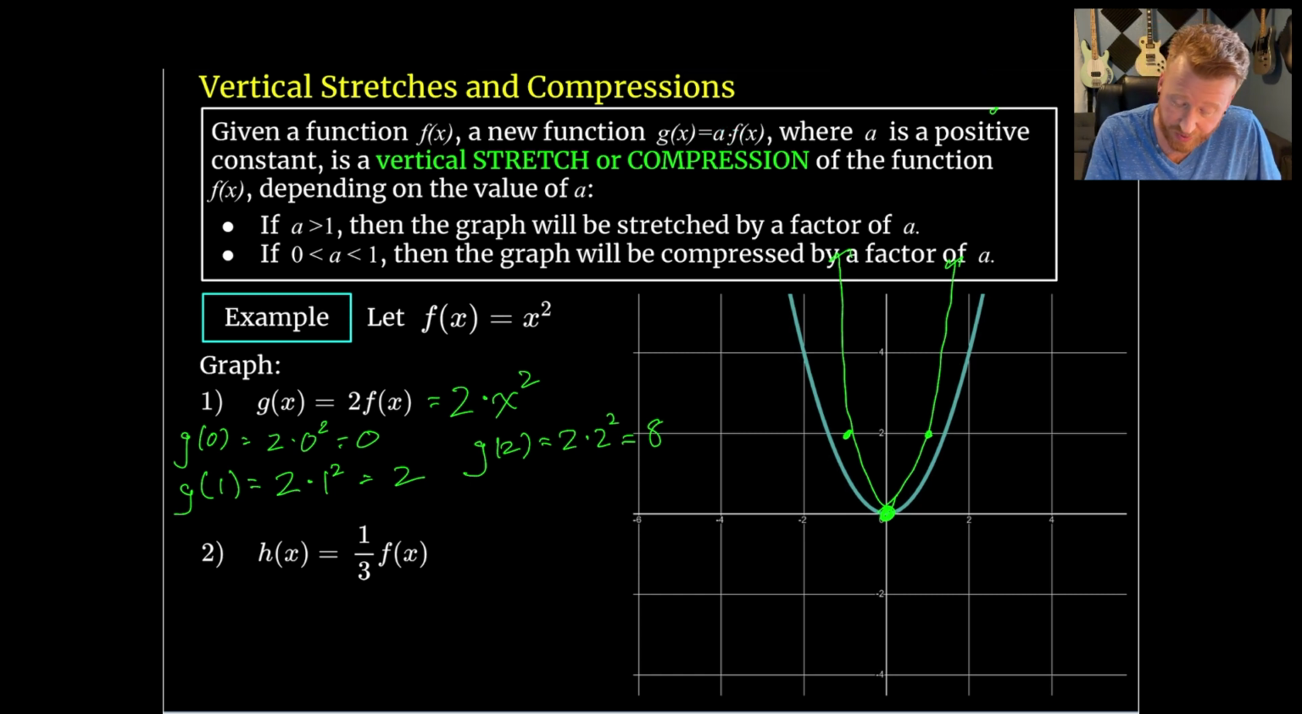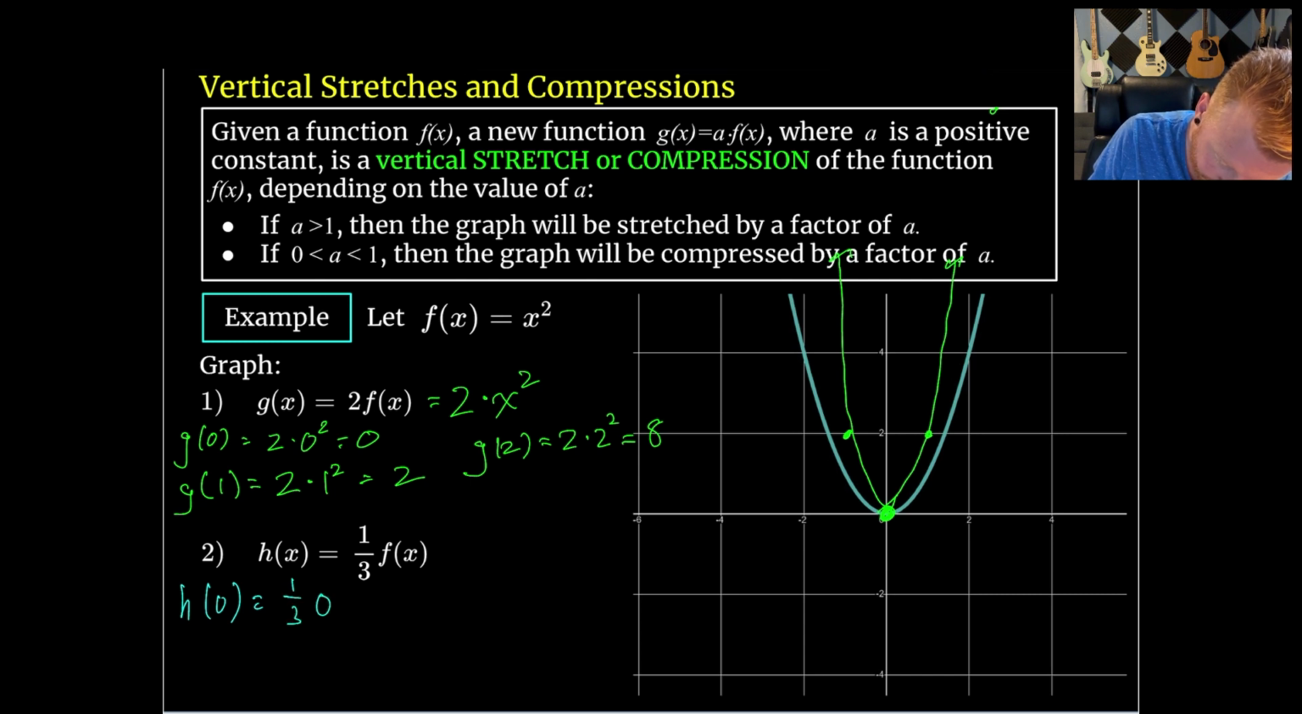So we've got 1/3 f of x, which means we're going to take all of our output values and multiply them by 1/3, which means they're going to be compressed by a factor of 1/3. So let's take a look at some values here. If I want to, again, take a look at h of 0, well, same story as before. Not too interesting because 1/3 times 0 squared is still just 0.